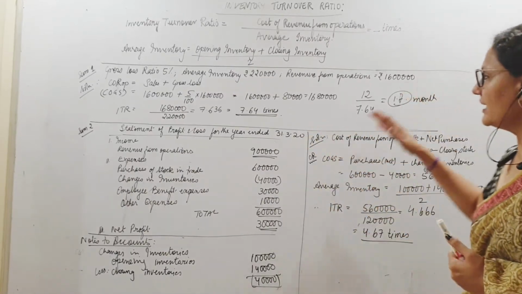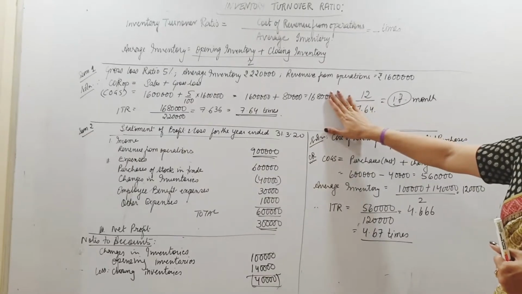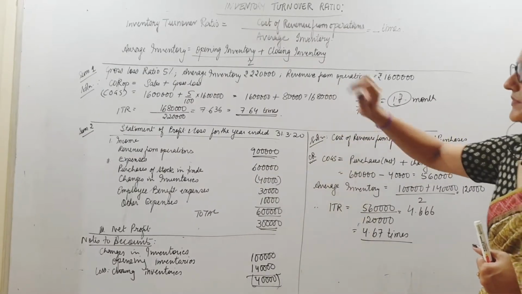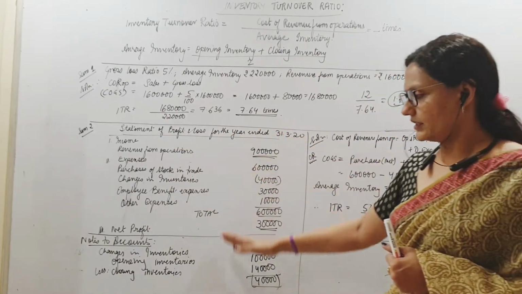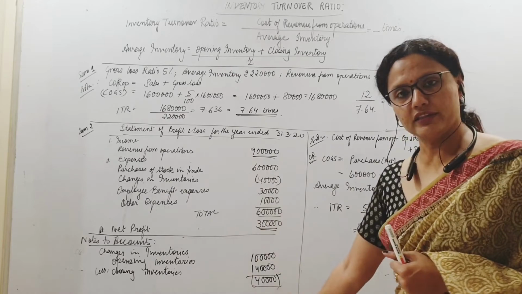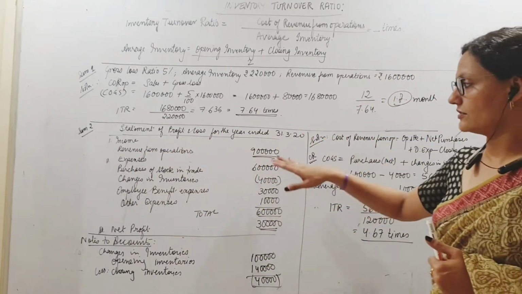Right? So a very high ratio is also not good. Fine. So this is as far as sum number 1 is concerned. Sum number 2 gives me a statement of profit and loss for a year. Statement of profit and loss, you are familiar with this format. Income. Income is revenue from operations, 9 lakhs.